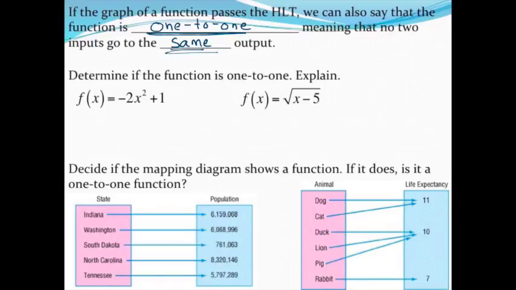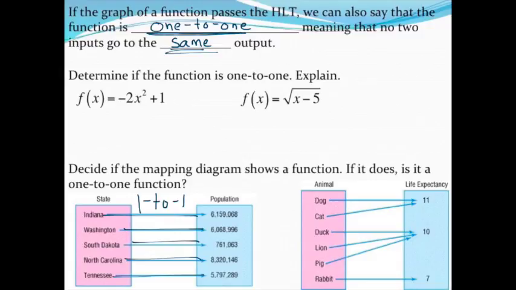Sometimes it's easier to see this visually, so if you look down at these two mapping diagrams at the bottom of the screen, it's easy to see, I think, which one's one-to-one. The first one would represent a one-to-one function, because every single input goes to its own output. Nothing is paired up to the same output. Compared to the second mapping diagram, which is also a function.